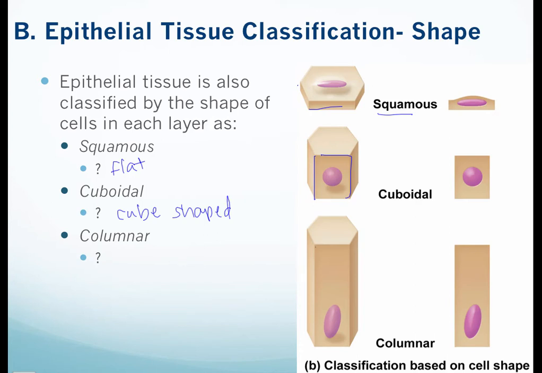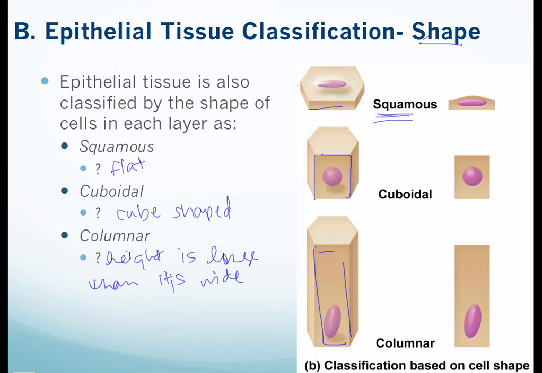And then columnar means the height of the cell is longer than it is wide. Okay, so longer than it is wide. So we have this nice column-like structure. But of course, we don't just give something a shape or the number of layers, we combine them. And so there are different ways we can do that.